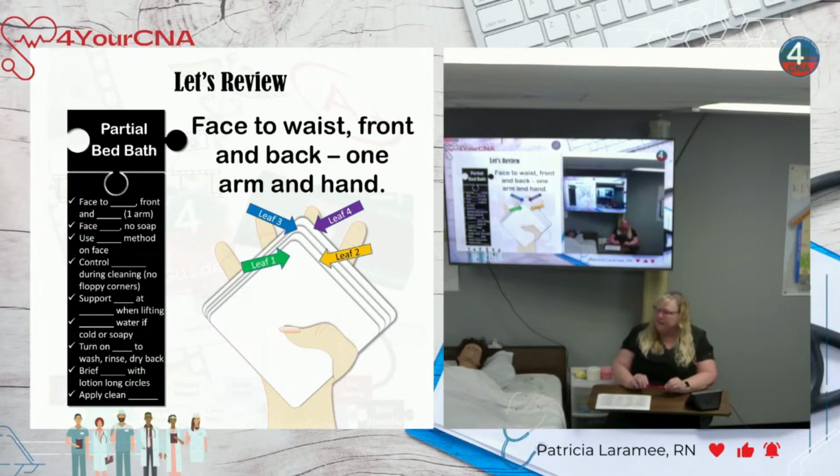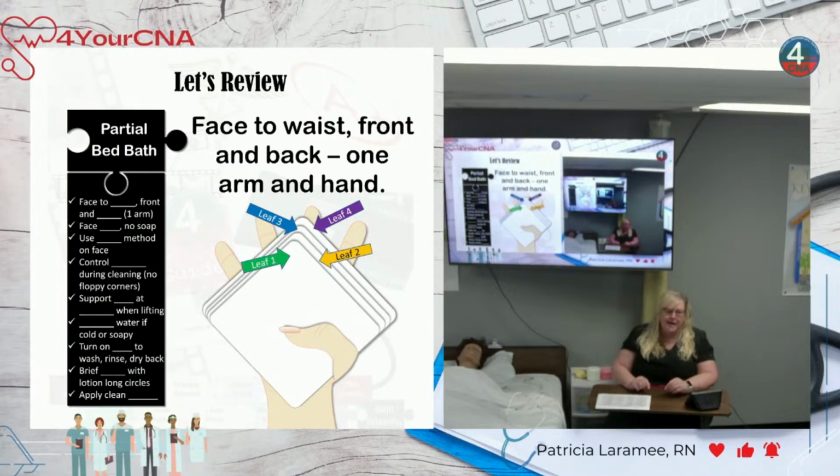Partial bed bath. We learned this last class as well. We're going to use that leaves method because we're washing a wet body opening. We're washing the eyes, the nose, and the mouth. So we'll use that leaves method. All of our washing rules apply here.